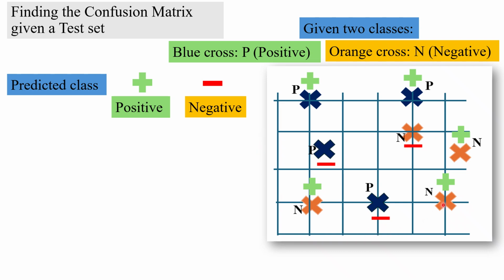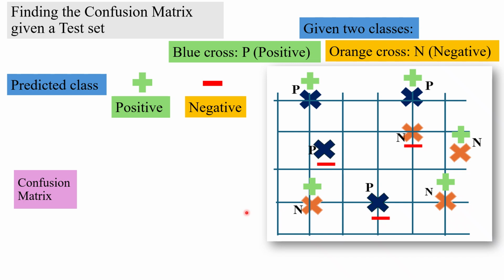example here. We have in all 8 data points and only 2 classes. Blue cross is the positive, so we have 4 P. We have marked them as P in black alphabet. And orange cross is the negative. Again, we have marked them as N. So orange crosses are negative. So we have 4 positives and 4 negatives. The predicted class, we are denoting the positive as a green plus sign and the negative as a red minus sign. Okay, this is the scenario.